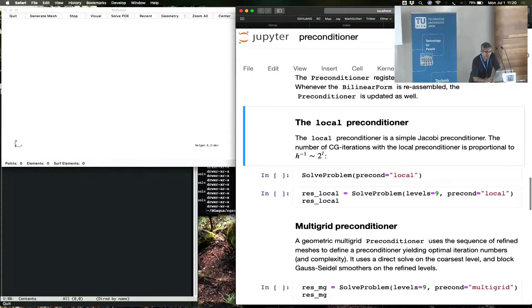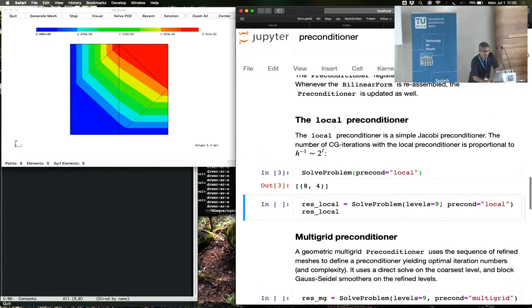Let's look at how good this preconditioner called local is. This is a built-in preconditioner in NGSolve. All it does is a point Jacobi preconditioner, which means it takes the diagonal of the assembled matrix, takes the inverse of that matrix, and preconditions. So it's a very simple preconditioner. Don't expect it to do miracles, but it does something.